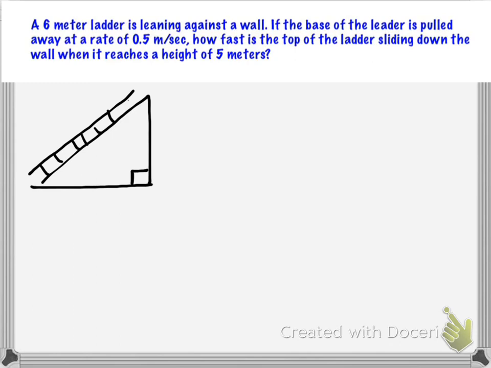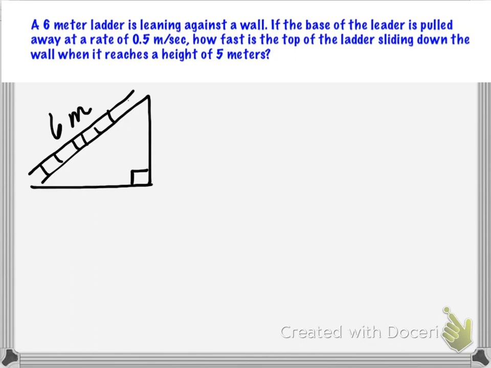And we want to begin by labeling our picture and identifying what quantities are changing and what quantities stay the same and are constant. So in this case, the ladder's length is always going to be 6 meters. So we'll go ahead and put the 6 meters on our diagram.